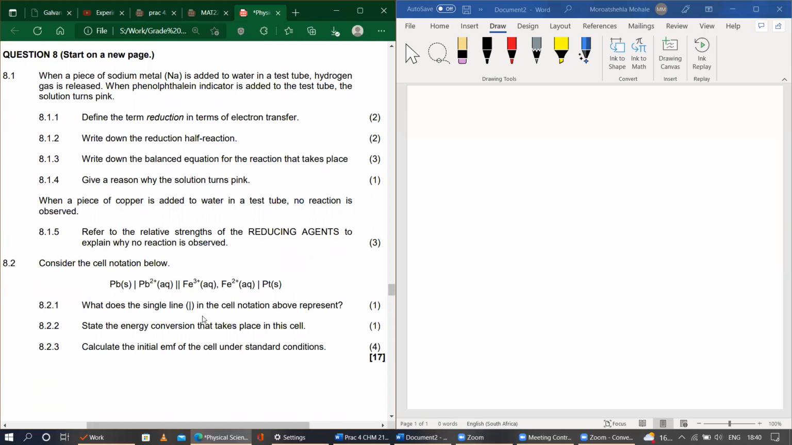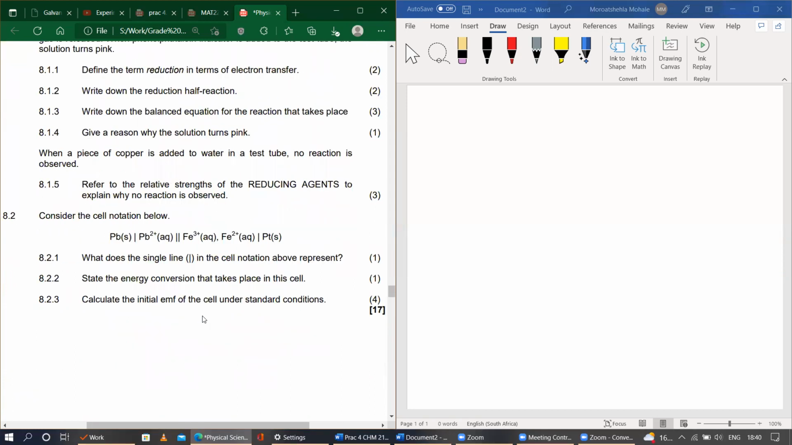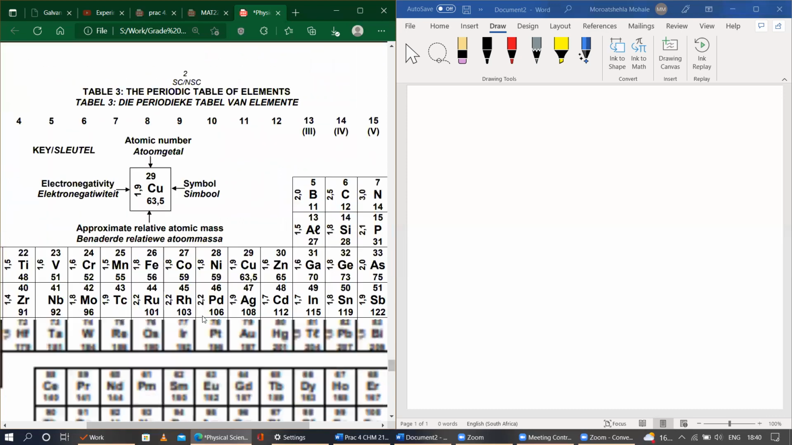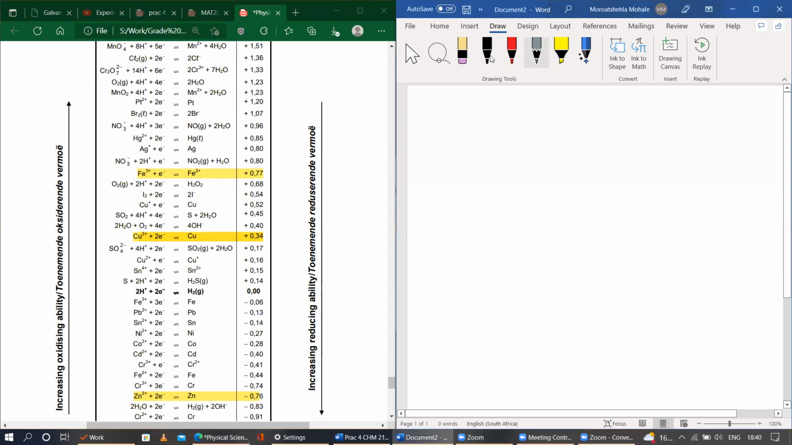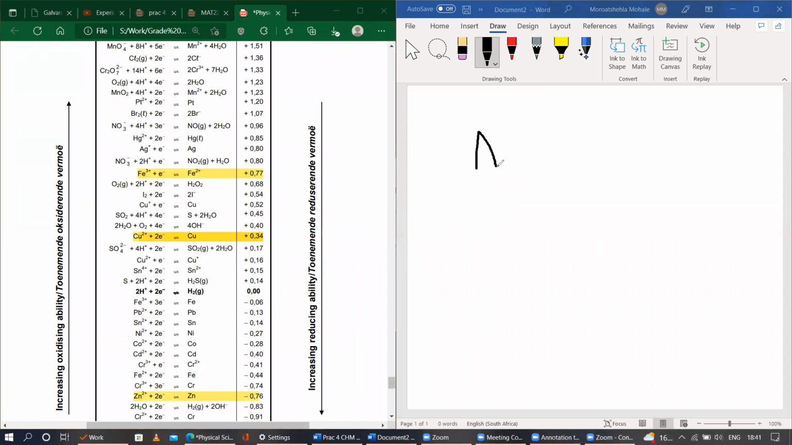So they say write the balanced equation for the reaction that takes place. Now, since you found your reduction half reaction, you just go back to your table. And since they told us that sodium is added into water, that's gonna be Na+ plus an electron, which gives you Na.